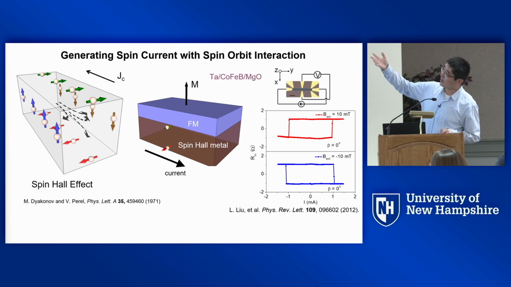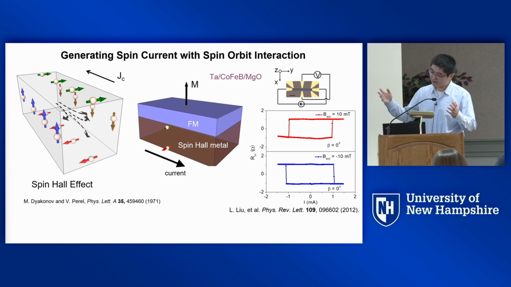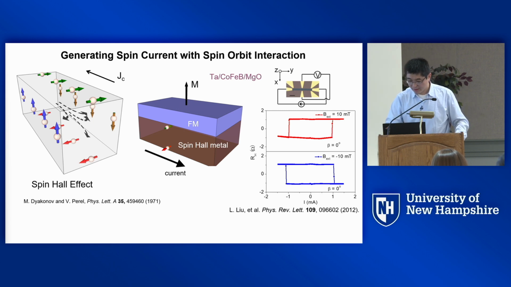The spin torque switching using spin Hall effect on ferromagnetic systems has been studied for more than a decade. Okay, so now the question is how can we utilize such spin torque effect on the antiferromagnet?